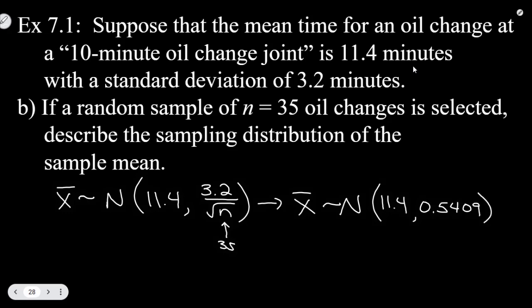I'm going to go with 4 decimal places there, just to be on the safe side, because what happens is, you can see the standard deviation of the original, and when we compare that to the standard deviation of the sample means, the standard deviation of the sample means is going to be much, much smaller. So that's going to affect the shape of our distribution.